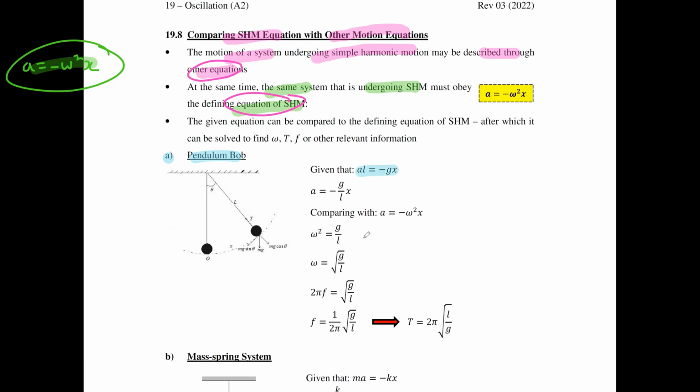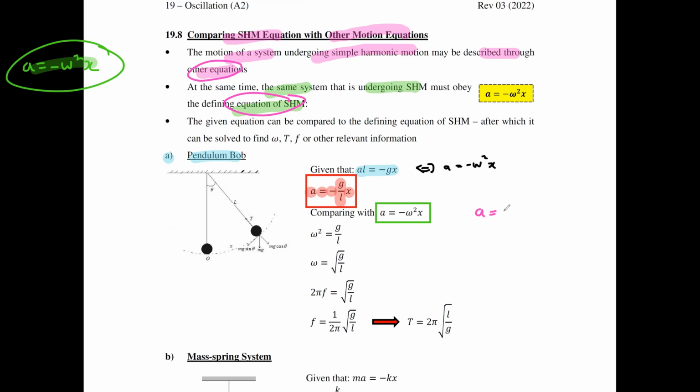So what you want to do is change this equation in such a way that it is comparable to a equals negative omega squared x. So here you try to make a the subject, and you make sure that x is at the other side of the equation, so that you get a equals negative g over L times x. Once you have that, you can now make a direct comparison between this equation and a equals negative omega squared x.